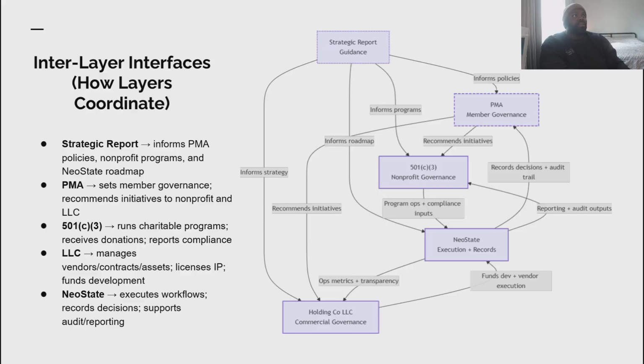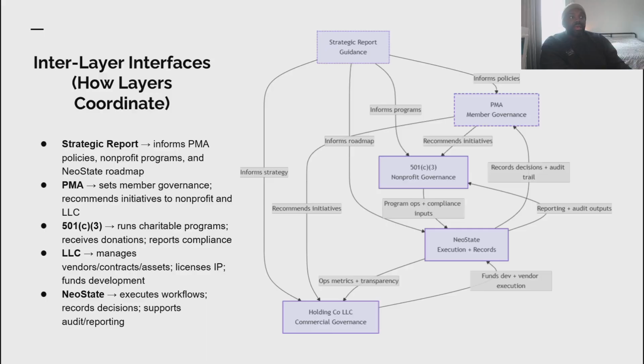Let me say that line again. The PMA is the internal member governance layer. It defines how members operate and can recommend initiatives, really downward, to the nonprofit for public benefit execution or to the LLC for commercial execution. The 501c3 is where charitable programs run, funded through donations and governed by compliance obligations, with reporting duties that protect legitimacy. The holding company, LLC, handles the commercial side: vendors, contracts, assets, and IP licensing, and it can fund platform and operational build out sustainability.